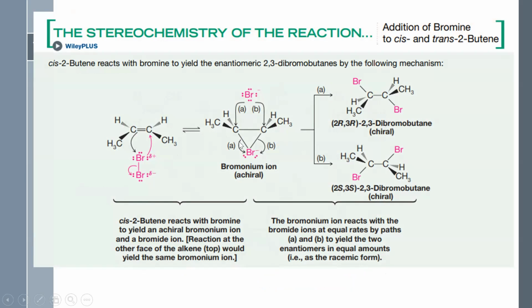The first step for the mechanism of the halogenation reaction, the electrophilic addition of your halogens to your alkene, is again the formation of your bromonium ion.